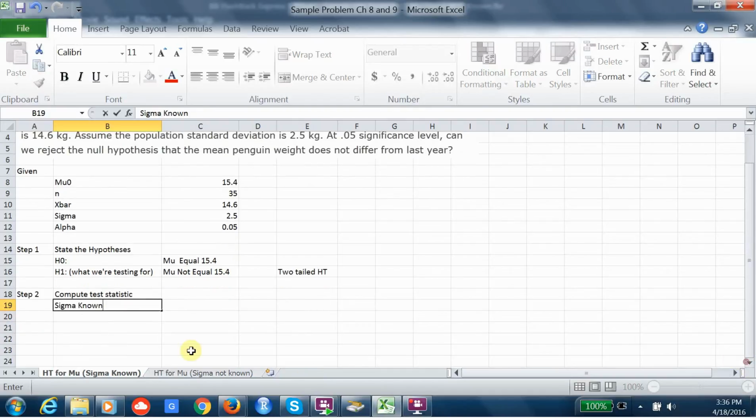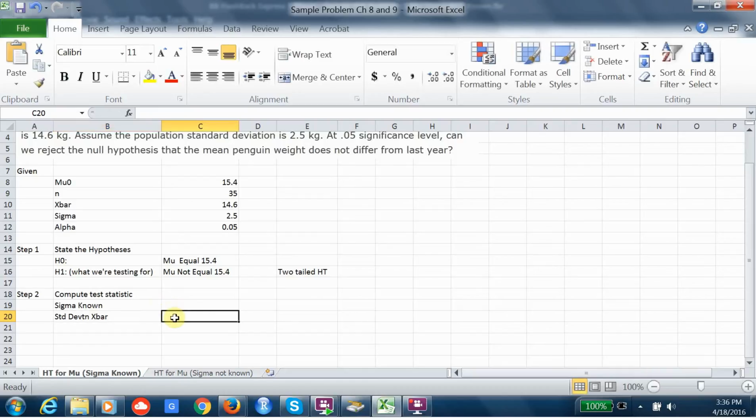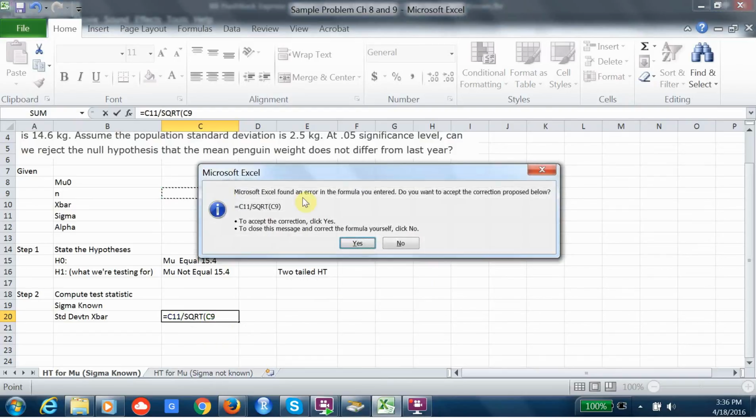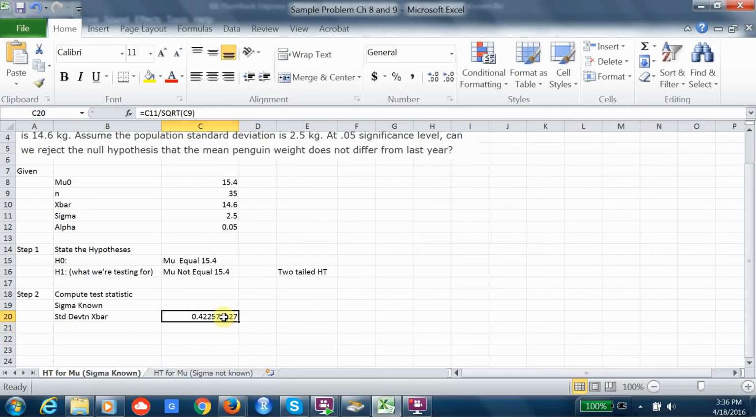Therefore, the standard deviation of x bar is what I'm going to be computing. So this is going to be equal to, by the central limit theorem, the standard deviation of x bar is the standard deviation of x, which is sigma, divided by the square root of n. And that's my sample size, which is 35. Okay. And there we go. And I'm just going to round this off.